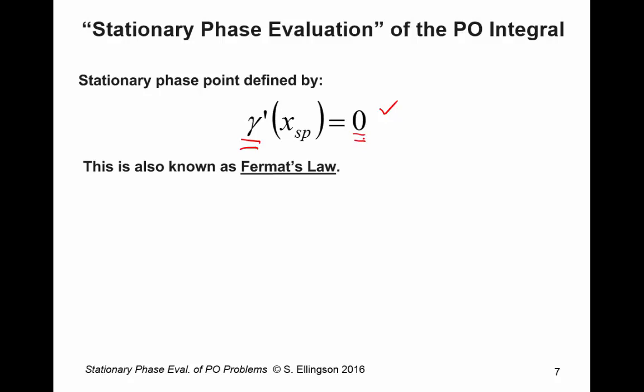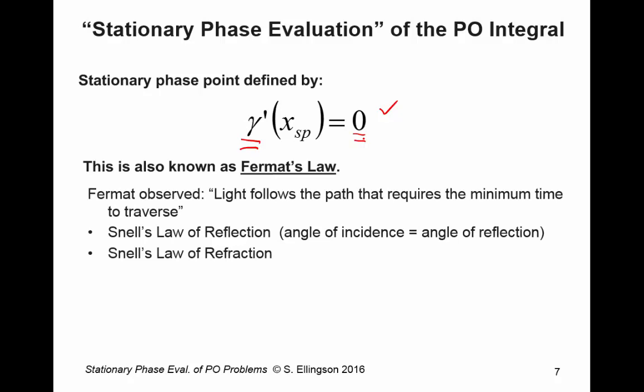So Fermat's law is simply that the stationary phase point is given by the first derivative of this function gamma being equal to 0, that is, gamma being a minimum. So Fermat's law is not quite as arcane as you might first think. It's actually a pretty intuitive idea. One way to say it in words is to say that Fermat's law is the observation that light, which is a form of electromagnetic radiation, follows the path that requires the minimum time to traverse.